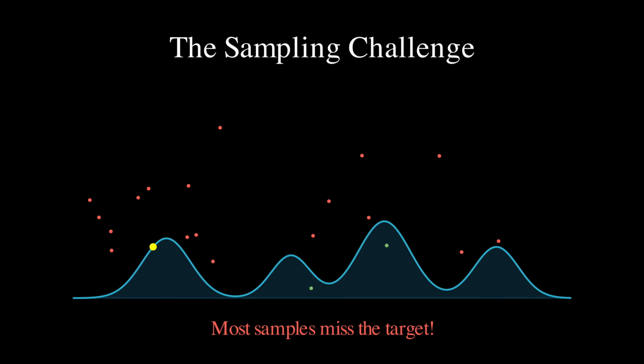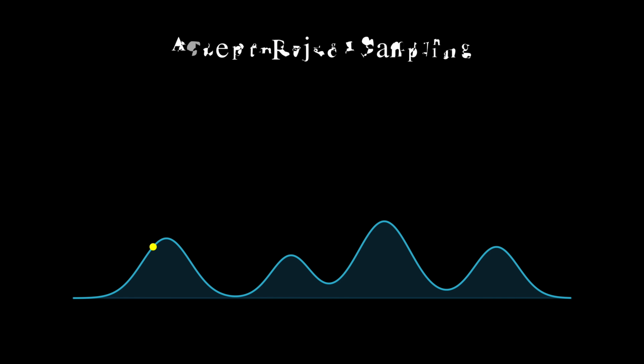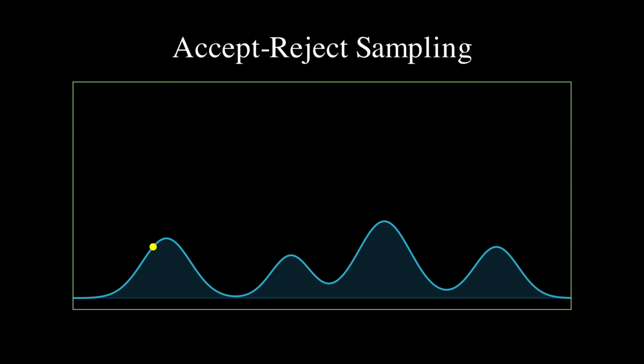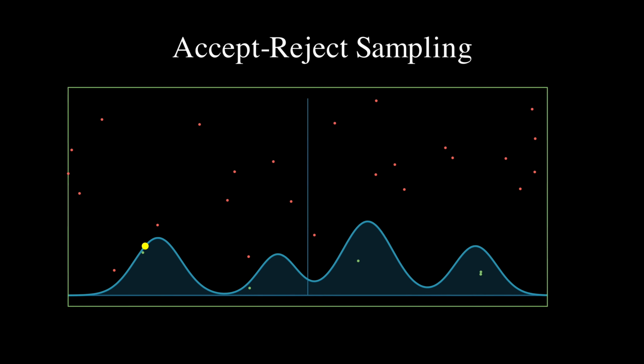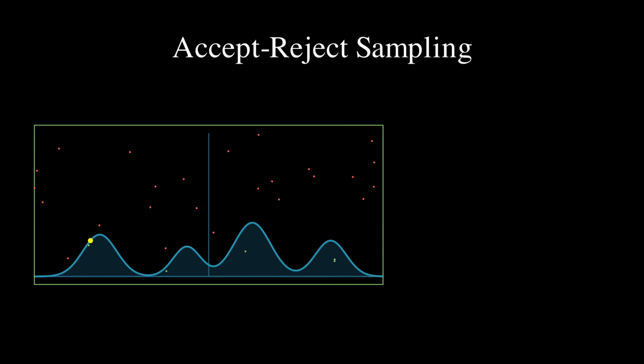Rejection sampling, which is what you're seeing now with this bounding box approach, seems logical at first. We draw a box around our target distribution and randomly sample within it, accepting points under the curve and rejecting those above. But watch the inefficiency unfold before your eyes.